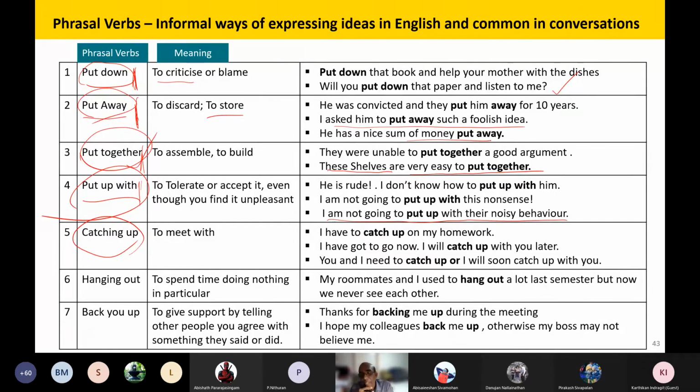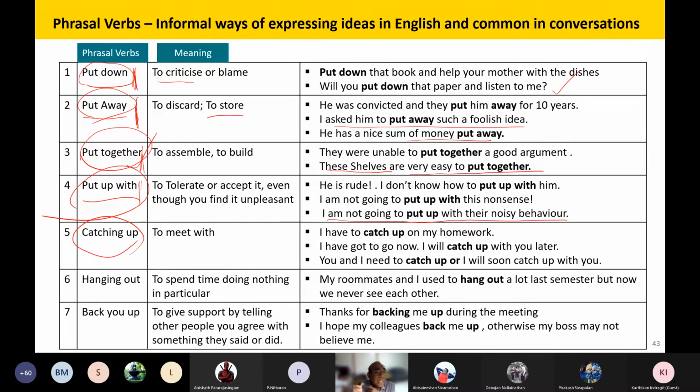Repeat the sentence for me. Don't wait for me. I will be delayed. You can go. I will come later and catch you. No, catch up with you. Catch up. Yeah, you can say, don't wait for me. Easy way of saying is, Abhishayan, don't wait for me. I'll catch up with you later on. Okay, that's very simple. Right. That's good. That's a very, very good one.